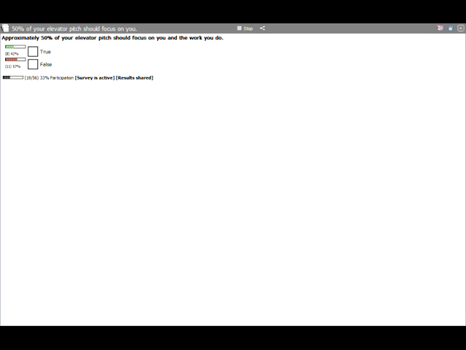I'm seeing a pretty even split so far here, Jim. Yeah, really kind of neck and neck. And it looks like more people are thinking it might be false than true. Okay, so again, if you haven't already, just get your vote in there now. It looks like it's about a 60-40 split. About 40% of the folks here think that about 50% of your elevator pitch should be on you and the work you do, and about 60% think that probably not.